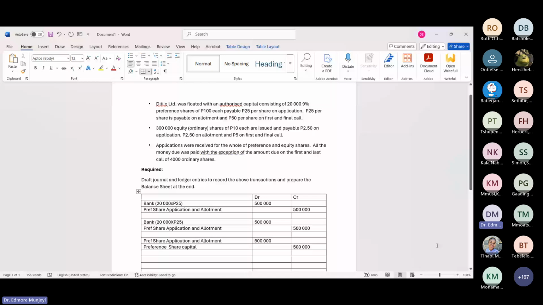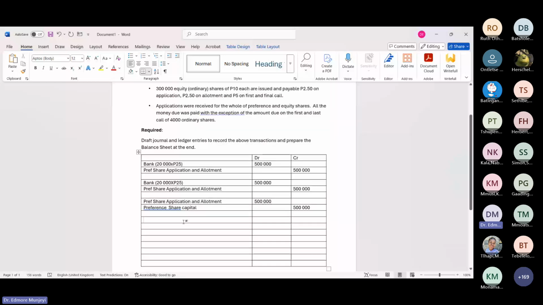Then from there, we move on to ordinary share. So ordinary share on application. The first part was preference, now we move on to ordinary. We've been told that the company issued 300,000 equity shares of 10 pula each, issued at 2.50 on application, 2.50 on allotment, and 5 pula on first and final call. So this one, first and final call, is once. We don't have first and second.